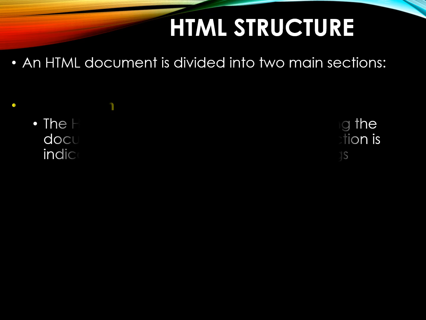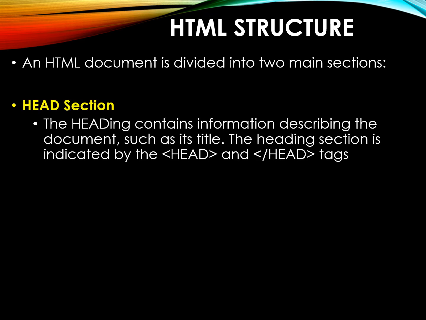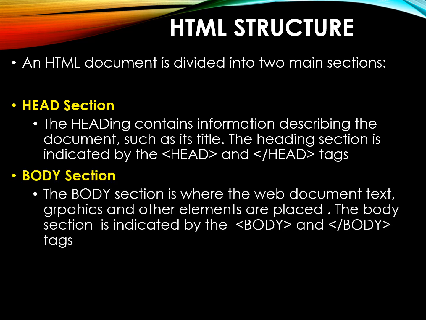When you go to the next one, HTML structure, we can divide our HTML structure, or the HTML document, into two sections. We mainly have two sections: the header section, or the heading section, and the body section, right? The heading section contains information describing the document, such as the title. What is this web page about? We say this is a web page about our school, so we are mentioning the title in the header.